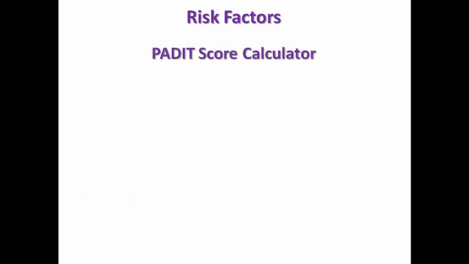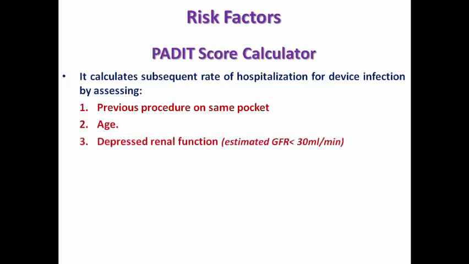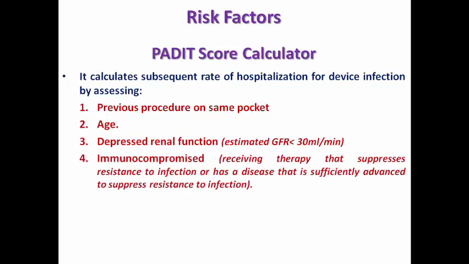That's why a PADIT score calculator was created based on the PADIT trial that calculates subsequent rate of hospitalization for device infection by assessing, first of all, did this patient have a previous procedure on the same pocket or is it the first time? What is the age of the patient? The higher the age, the higher the risk of infection.